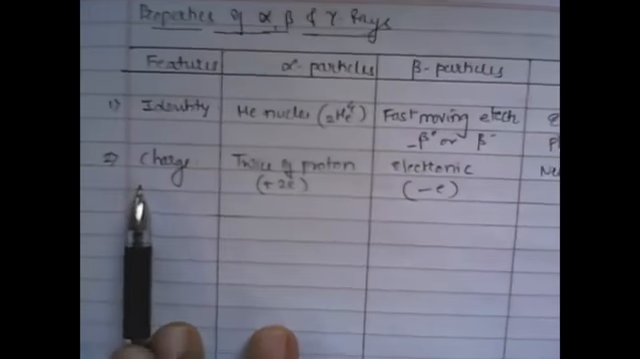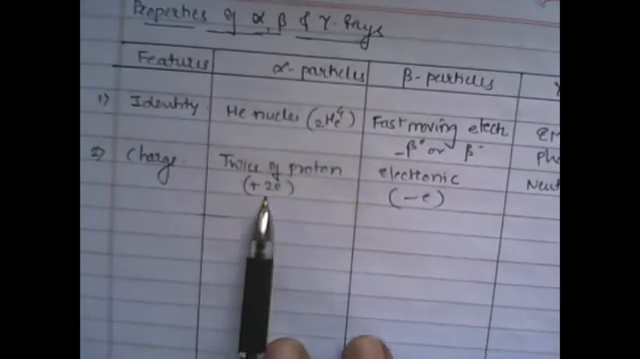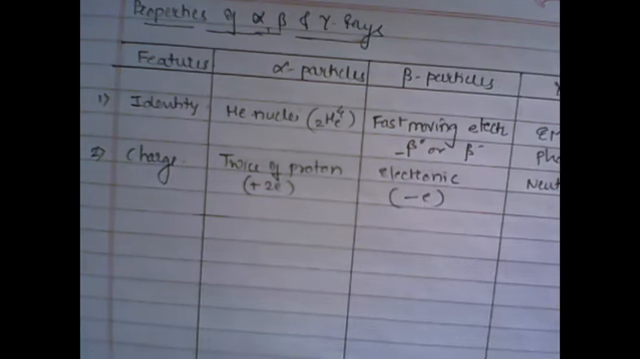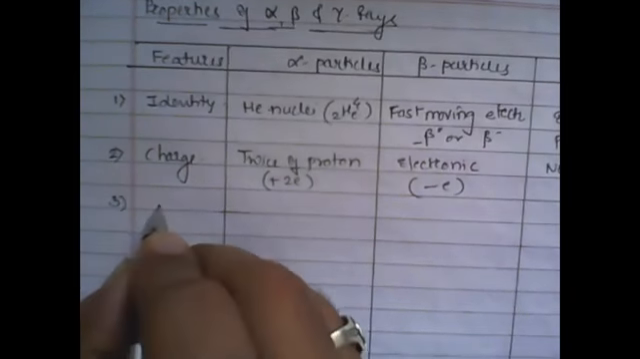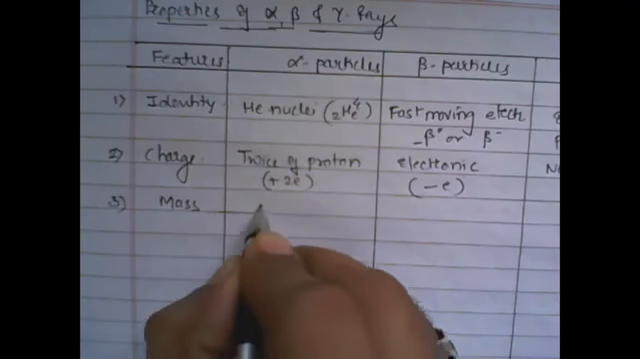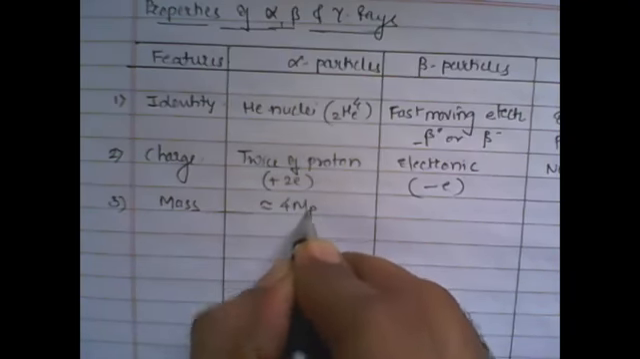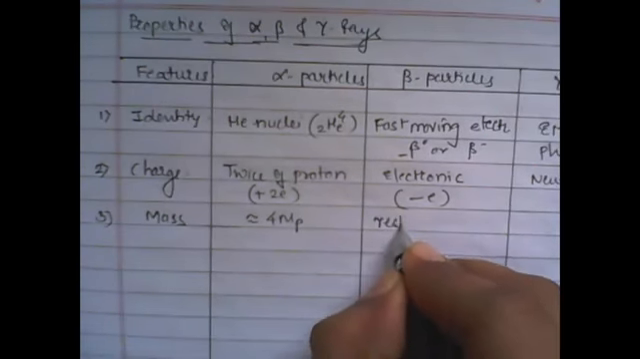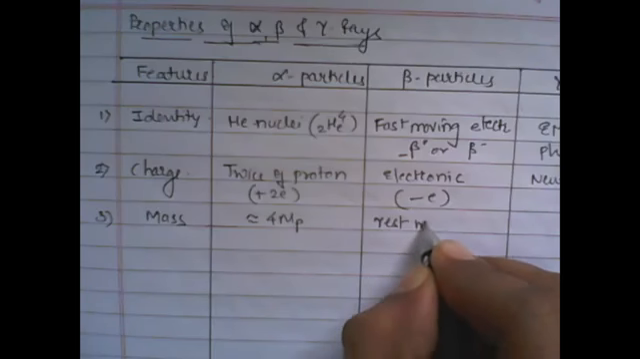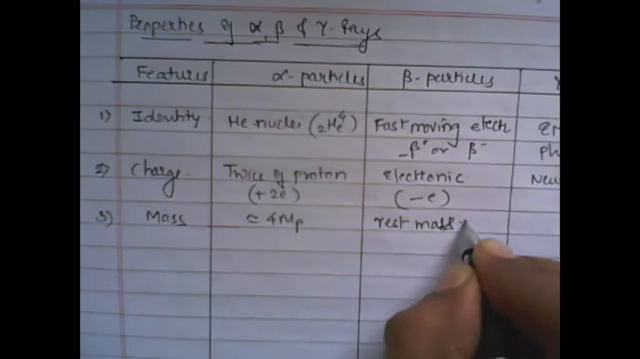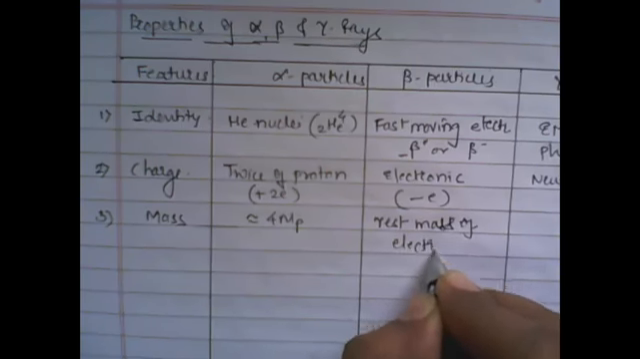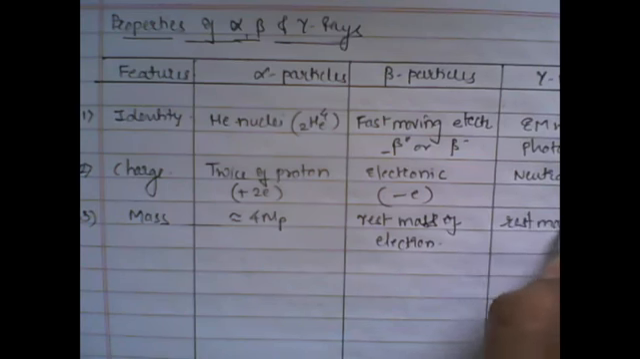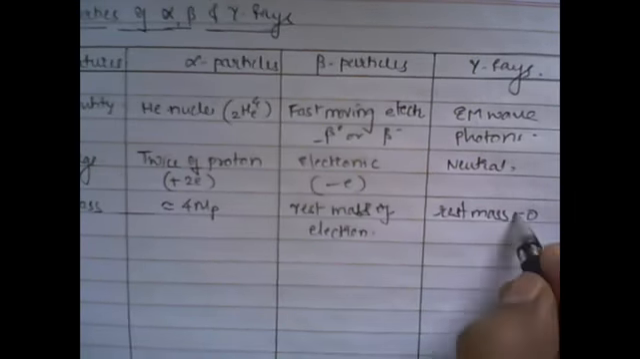Then next feature is charge. On an alpha particle the charge is twice that of a proton, plus 2e. Beta particle has the electronic charge, minus e, and gamma rays are neutral. Then the third feature is mass. For alpha it is equal to 4 times the mass of a proton. The mass of a beta particle is the rest mass of the electron, 9.1 × 10^-31 kg, and the rest mass is equal to 0 in the case of gamma rays.